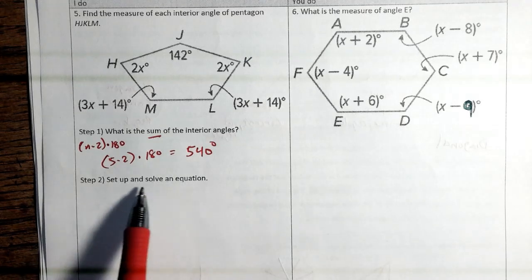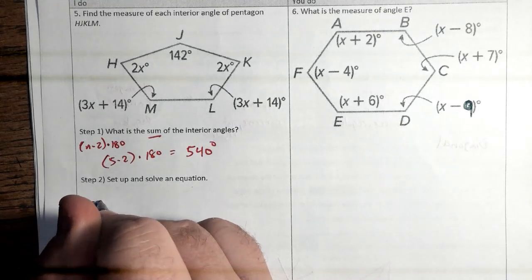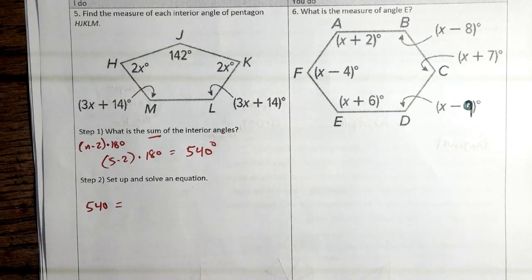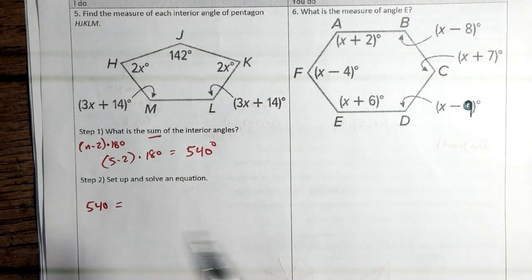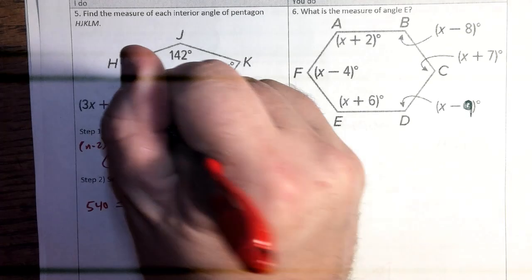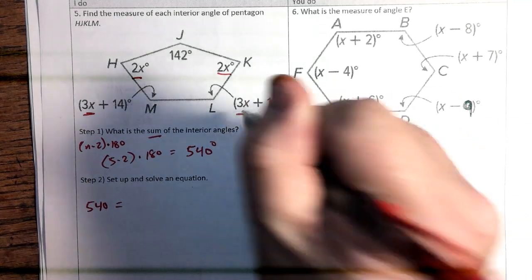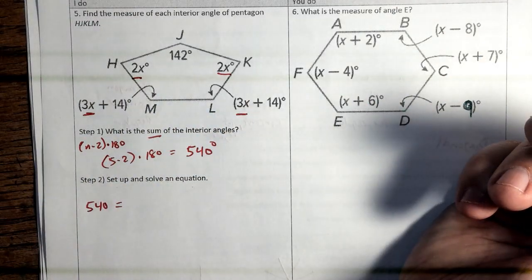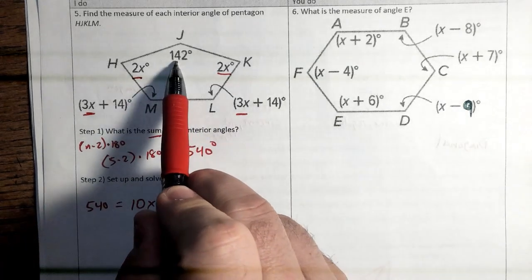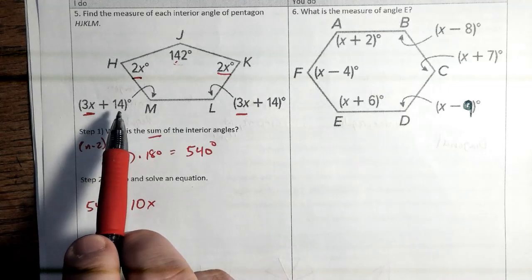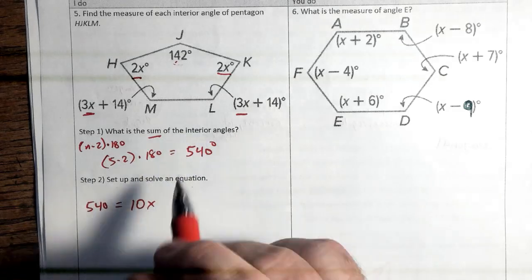So now set up and solve an equation. If all the interior angles equal 540, we put our equation equal to 540. Now I'm going to combine these up here, if you just pay attention with me. We have 2x plus 2x is 4x. 4x plus 3x is 7x. 3x plus 7x is 10x. We have 142 plus 14 is 156, plus the other 14 makes 170.